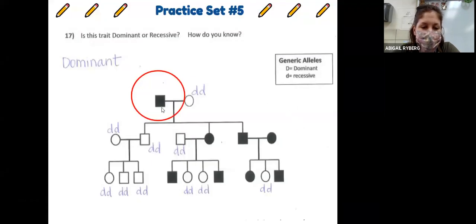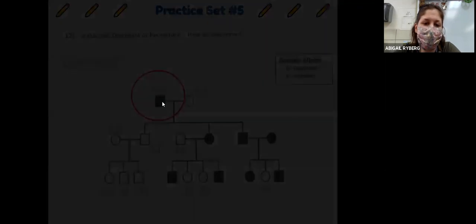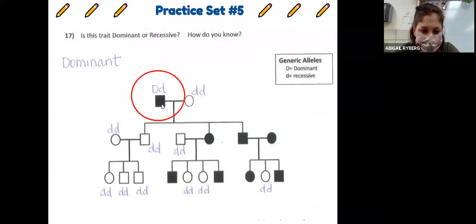Okay, if we go up to the top here and look at dad in the first generation. So we know that he has this dominant trait. And we also know that he had this offspring that has a little d from each parent. So we know that dad must be heterozygous.